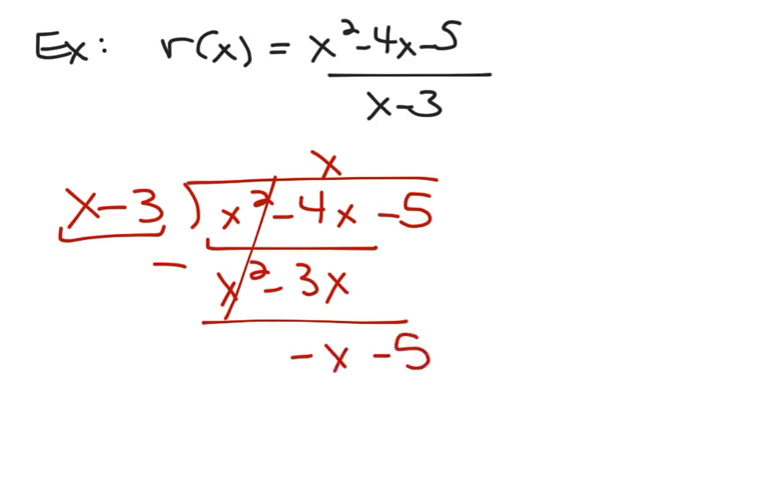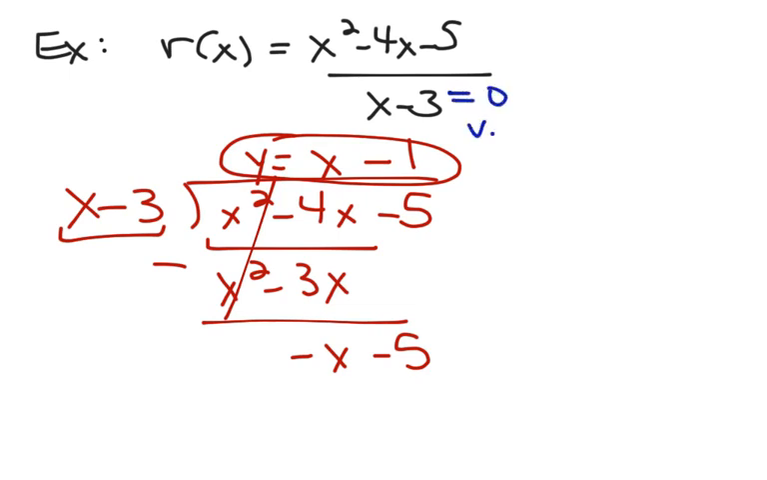How many times does x minus 3 go into negative x minus 5? Negative 1. And at this point I can stop, because the slant asymptote is just the linear equation that you're going to get in the quotient of your division problem. The remainder means nothing. The other thing is the vertical asymptote: what you get when you set the denominator equal to 0 is going to be 3.